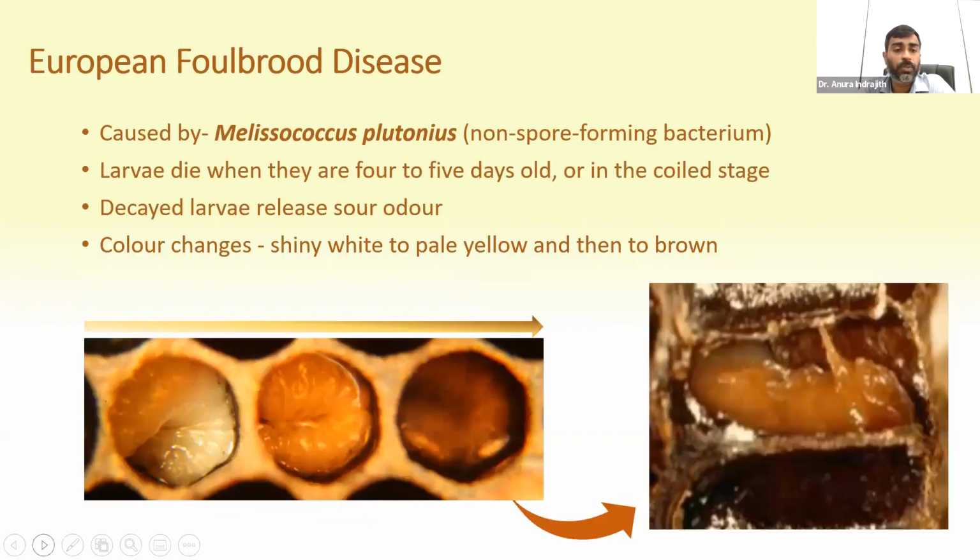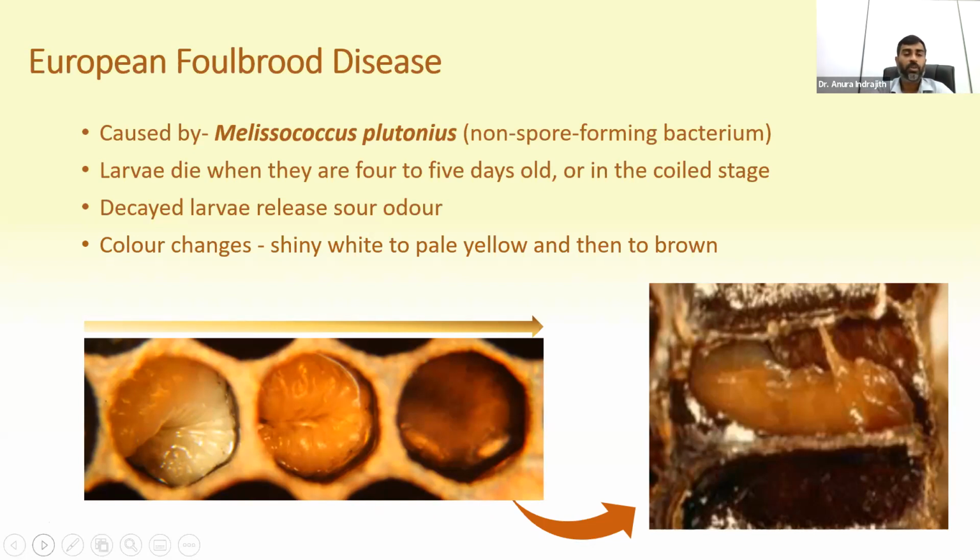And there's another foul brood, what you call European foul brood, right? So it's also caused by bacteria. It's a non-spore forming bacteria. The previous one is spore forming bacteria. And in this one, larvae die when they are 4 to 5 days old, in the coiled stage. Coiled stage means at the beginning, just after hatching, right? And then the decayed larvae release a sour odor. So this one is also emitting some awful odor, right? Sour odor. And the color changes from shiny white to pale yellow to brown. So you can see in this way. This is how they look inside the cell, right?